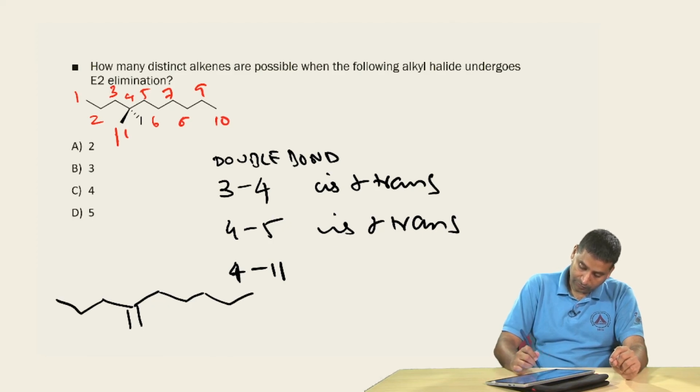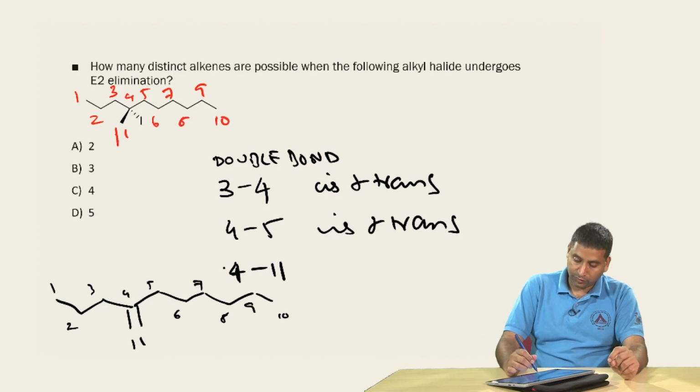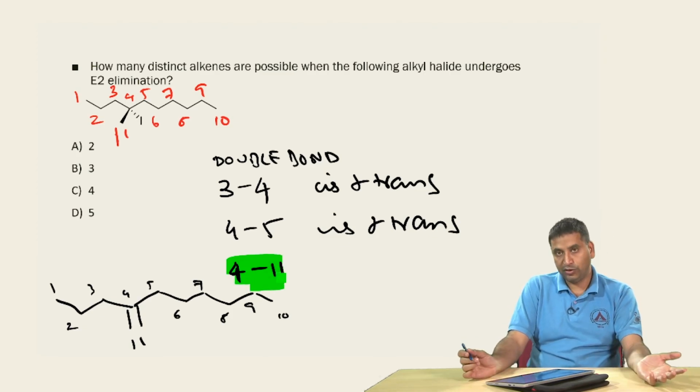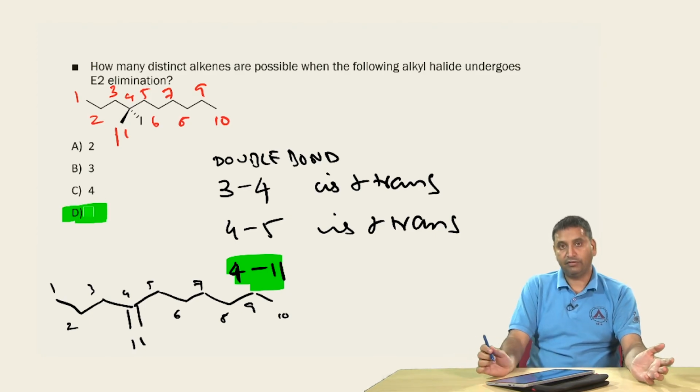you have 1, 2, 3, 4, and 1, 2, 3, 4, 5, 6, 7, 8, 9 and 10. So, for the case where you have a double bond between 4 and 11, there is no possibility of Z and E. So, therefore, the correct answer would be 5.